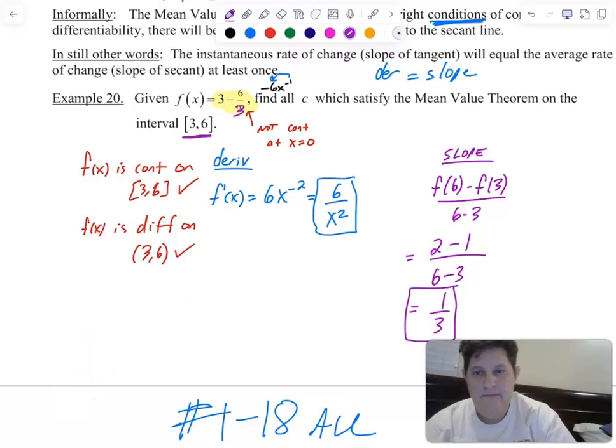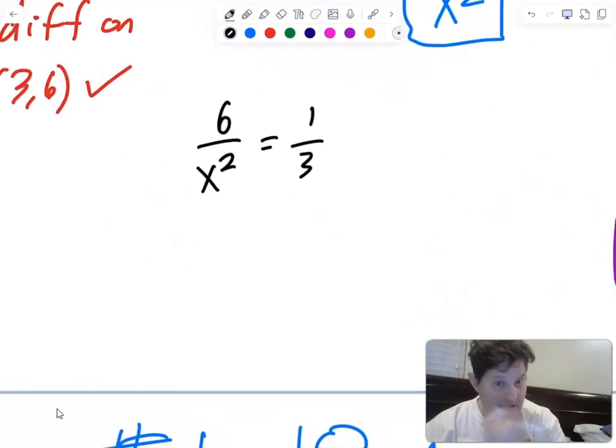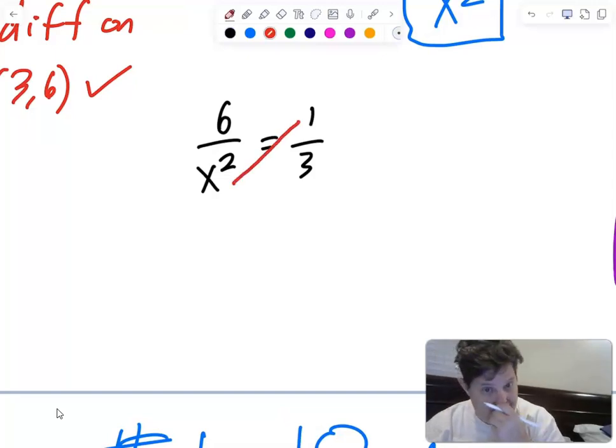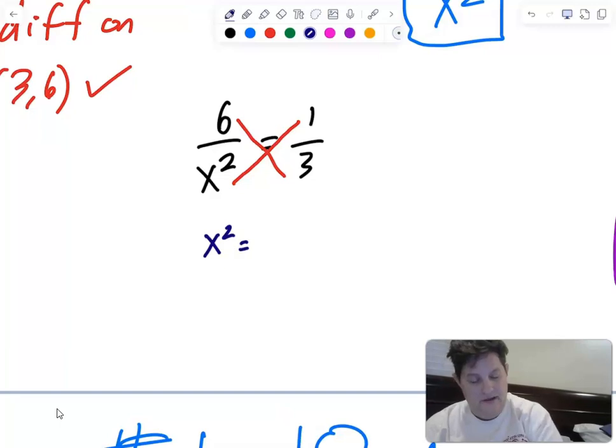Okay, guys, then all we do is we go derivative equals slope, and we solve it. Now, I swear, I have classes all the time that can do the calculus and then mess up on the algebra, right? You guys know that. You've got to remember back. Y'all remember cross multiplying? Cross multiplying says if I go this way, x squared times 1, and if I go this way, 6 times 3 is 18.